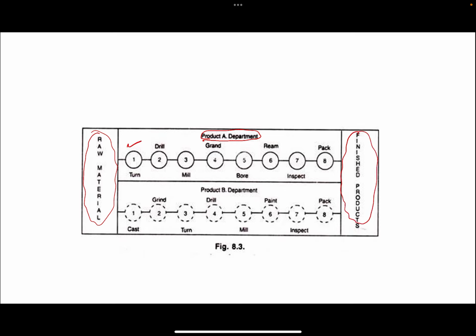That means first turning, then drilling, milling, grinding, boring, reaming, inspection, packing. Finally you will get the finished product. And for product B, the sequence of operations is casting, grinding, turning, drilling, etc. So you will get another product. All the machines are arranged in line according to the sequence of operations. That is why this is called a product layout.